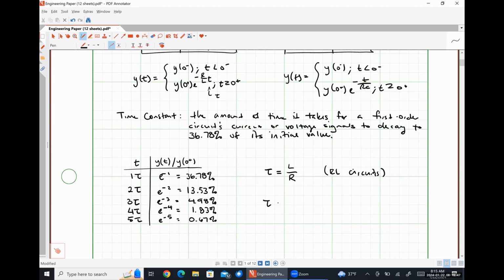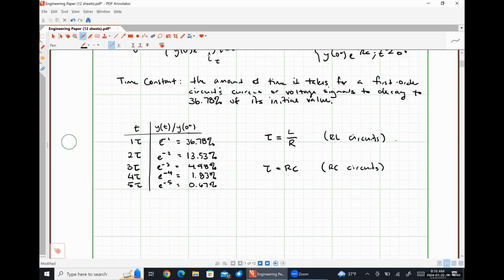And then our time constant tau is simply R times C for RC circuits. Okay. So I hope it's pretty obvious, but the units of a time constant are in seconds because it's an amount of time that elapses for the signal to decay to some specific value. We can see that pretty easily.